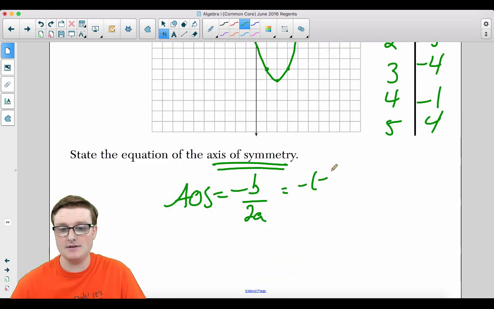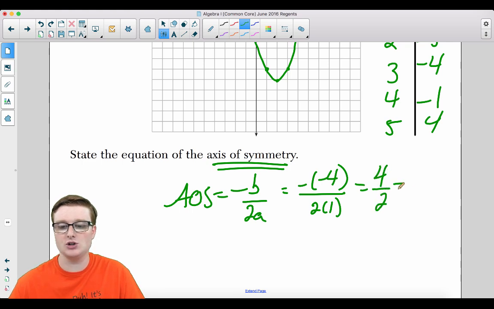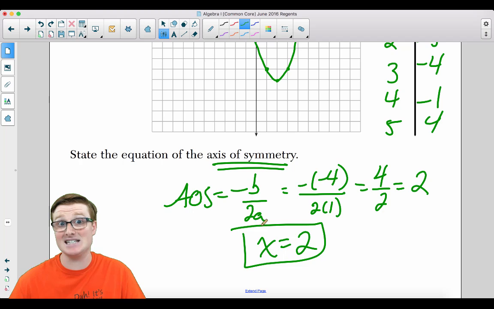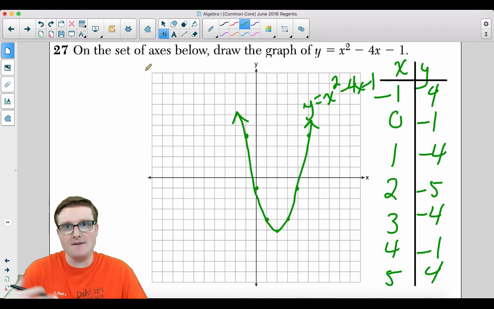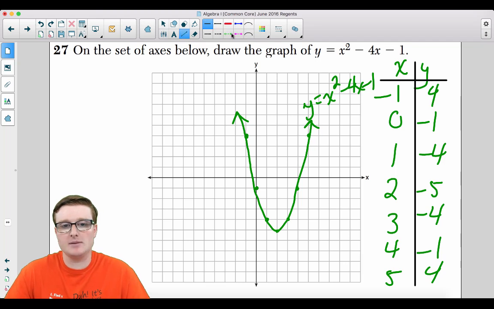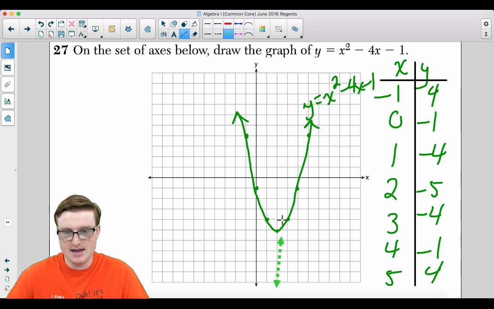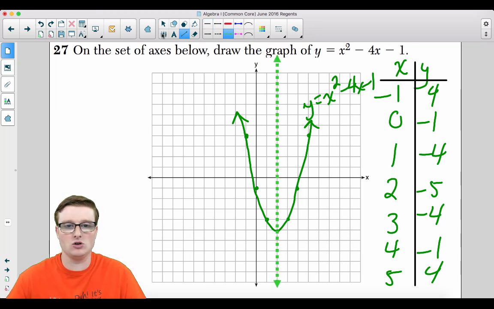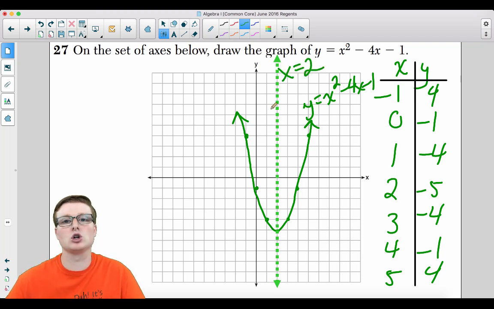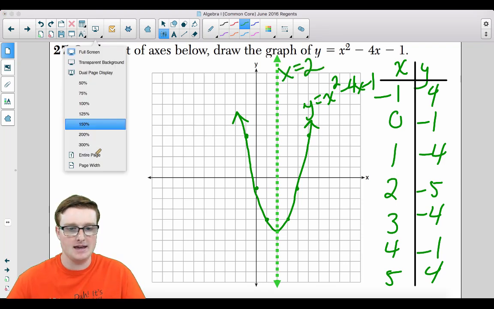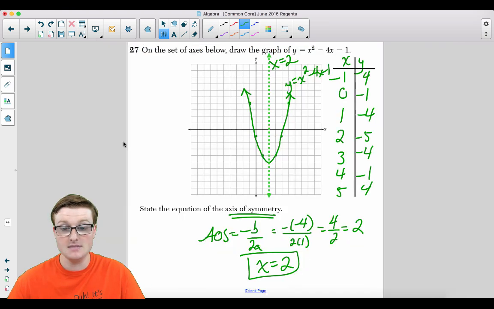And that's going to be negative 4 over 2 times 1. That's just positive 4 over 2, which is 2. So your equation of the axis of symmetry is x equals 2. That's shown algebraically, but graphically, since you do have a graph, you could just look at my graph. And this, ladies and gentlemen, is symmetrical, meaning that it splits it in half. So this is x is equal to 2, the vertical line x equals 2. And that is the answer.